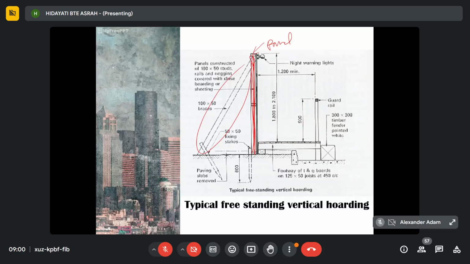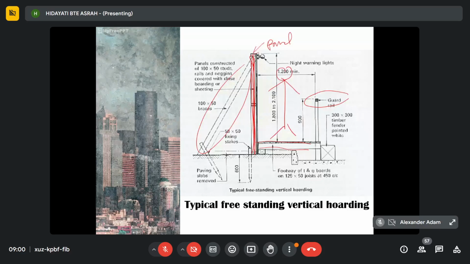Vertical hoarding can also have a footway, meaning that the public can walk near the hoarding. This is the footway, and it must also have this guardrail. So that is a brief description of vertical hoarding. Okay, and this is an example of vertical hoarding.